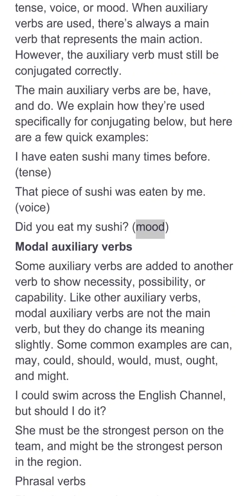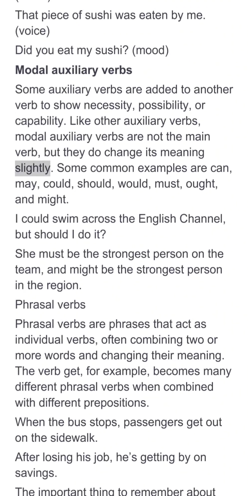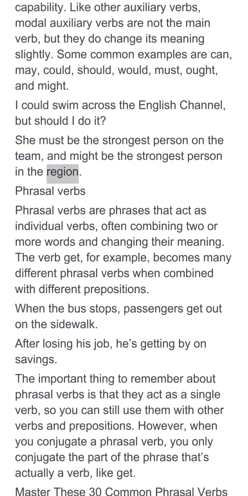Modal auxiliary verbs. Some auxiliary verbs are added to another verb to show necessity, possibility, or capability. Like other auxiliary verbs, modal auxiliary verbs are not the main verb, but they do change its meaning slightly. Some common examples are can, may, could, should, would, must, ought, and might. I could swim across the English Channel, but should I do it? She must be the strongest person on the team, and might be the strongest person in the region.